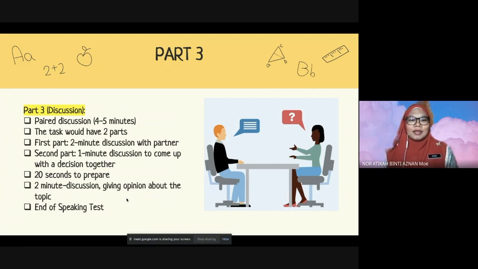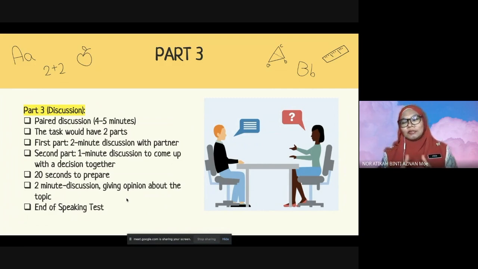And then a 1-minute discussion to come up with a decision together. For example, when we talk about online learning, a decision where you compare which platform is the best for students to learn online, is it using Google Meet or Zoom, something like that. Perhaps that's how I have in mind. And then you have to come to a decision together.